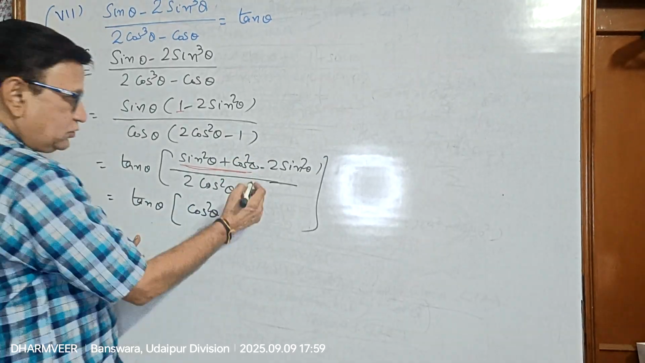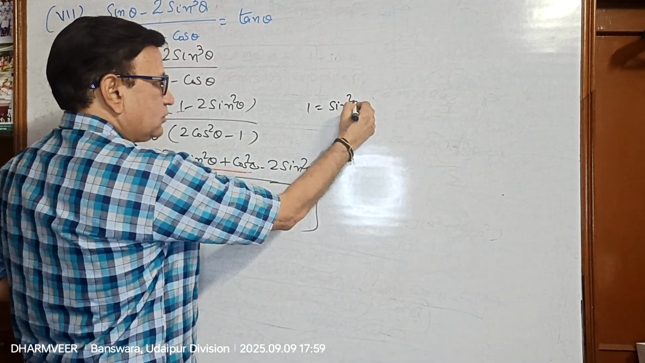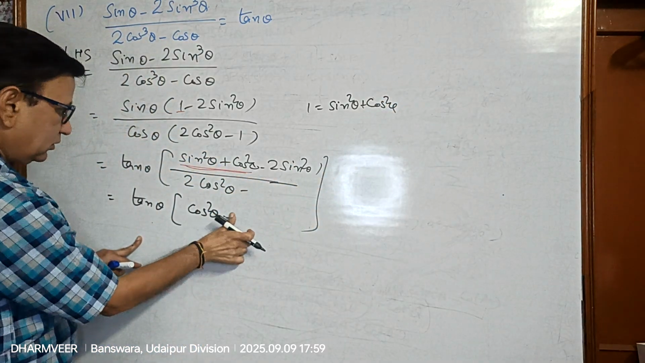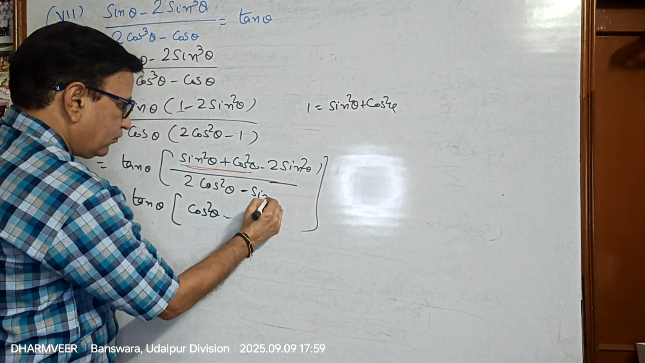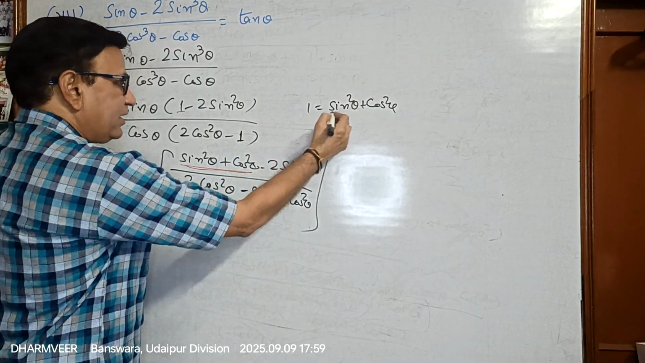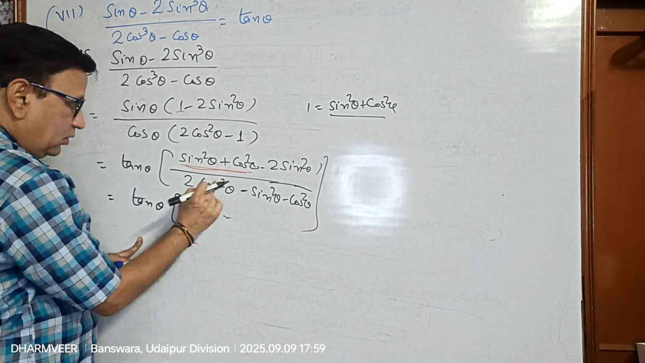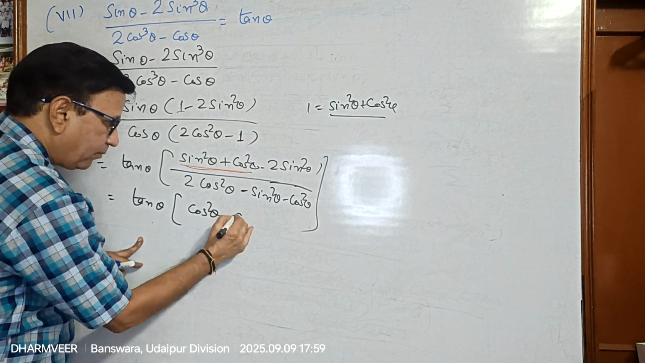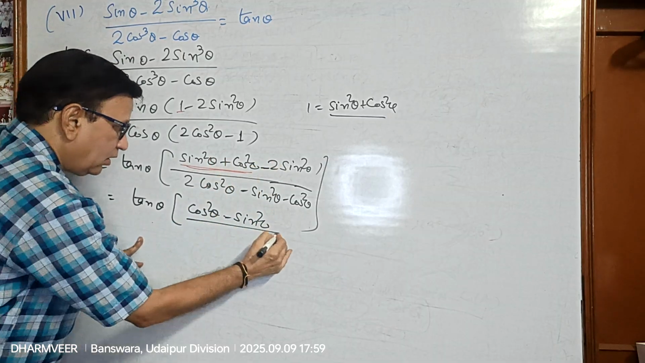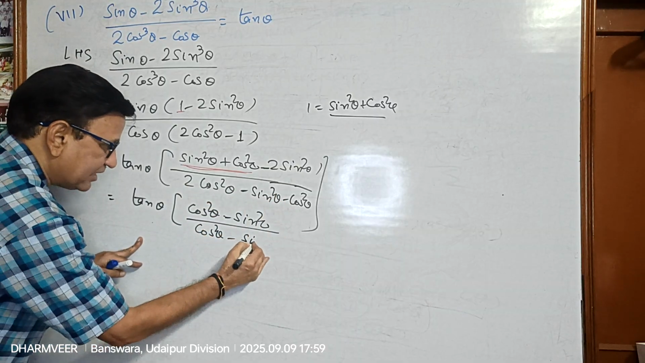So now here also write 1 equals sin square theta plus cos square theta. So minus 1 means sin square theta minus cos square theta. I have written 1 as sin square plus cos square at both places, both the changes I want. So cos square minus sin square theta: 2 sin square minus sin square remaining. Now we have 2 cos square minus cos square, what is remaining? Cos square theta minus sin square theta.